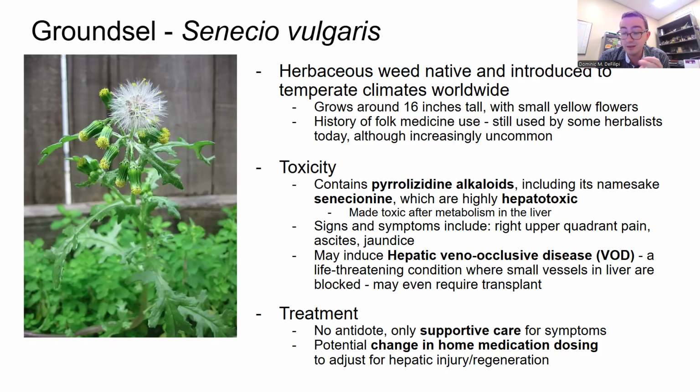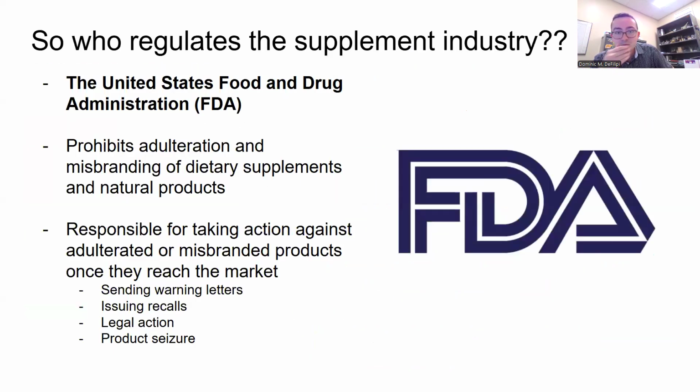And then, of course, if you do have that hepatotoxicity and liver injury, you might have to think about having a potential change in your home medication dosing to adjust for hepatic injury and hepatic regeneration. So it's not just going to affect your liver, it's also going to affect maybe all of the other drugs that you're taking if there's a certain hepatic clearance that you need to take any number of your different medications.